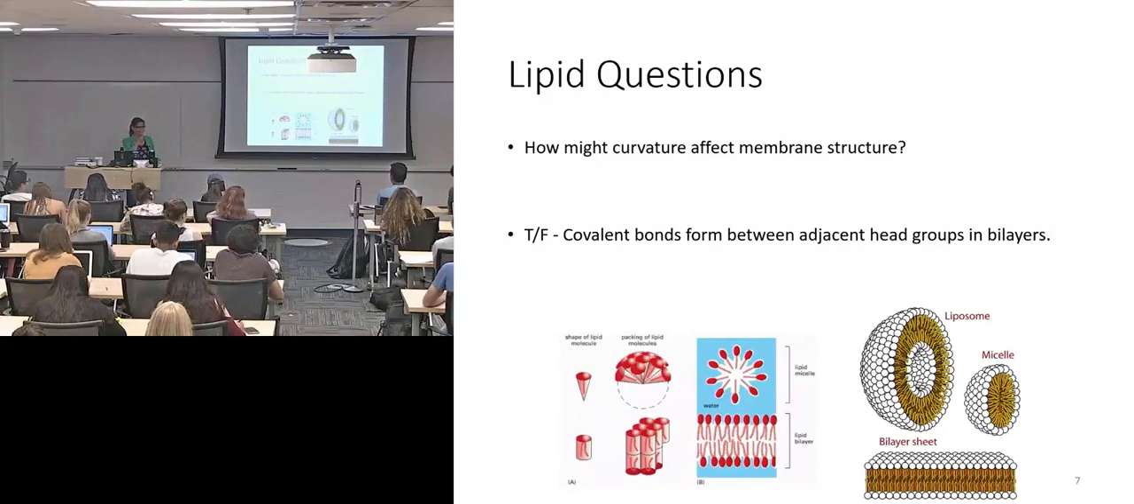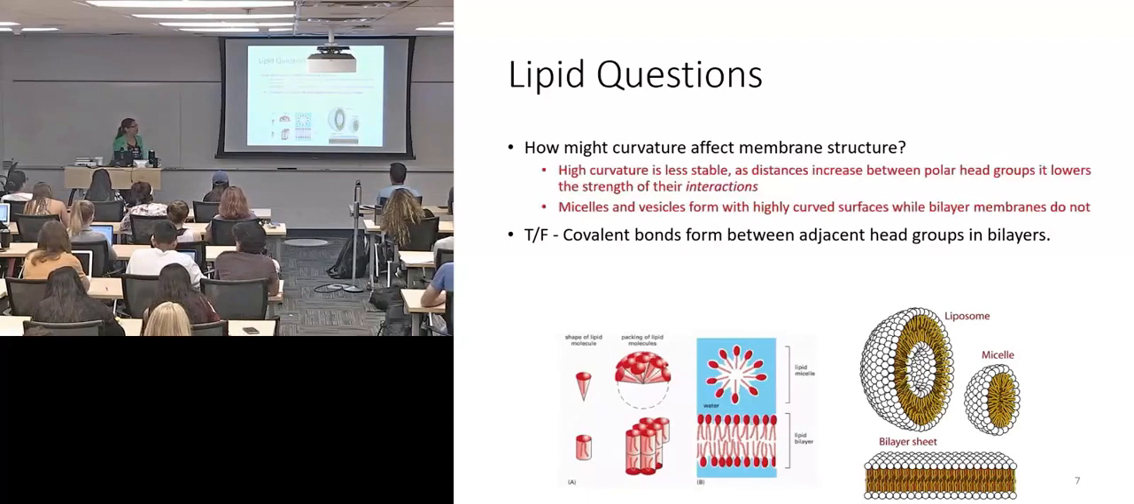Sure. It's so curved that when collisions happen, it's easy to break it up. Okay. More exposure to thermal energy and collisions could break this apart. That's a really good point. It goes with the fact that you can see here the head groups of the micelle are physically further apart. The interactions between them have to happen over a wider range, and so it would be easier to break them apart. Okay?